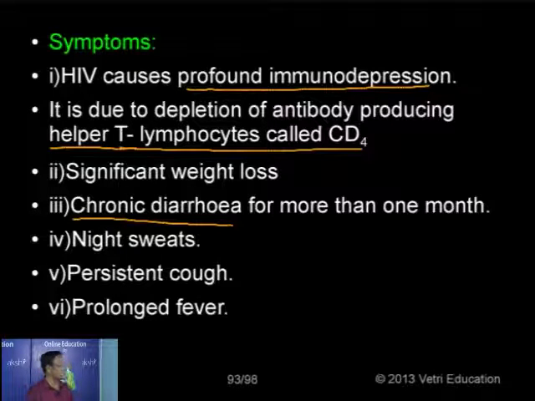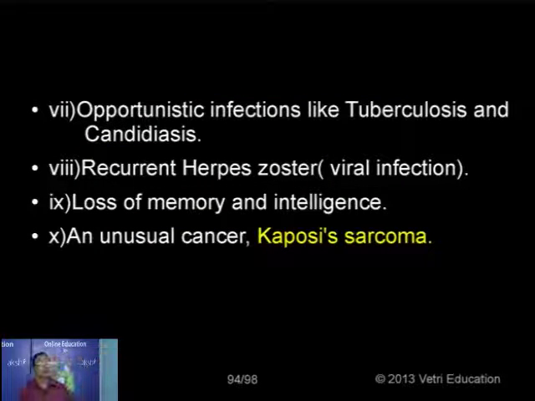Also, persistent cough, a dry cough lasting for more than 1 month, that is why it's called persistent. Not because of cold, not because of the release of phlegm, but because of the infection. Dry cough persisting for a long time, for more than 1 month. Then prolonged fever, also for more than 1 month. So if any fever or dry cough persists in an individual for more than 1 month, it is one of the symptoms of the disease AIDS.